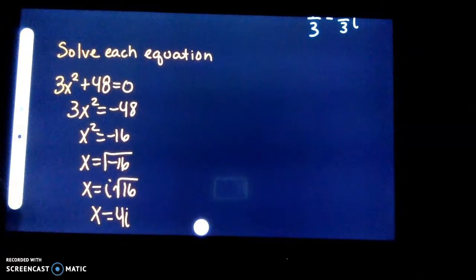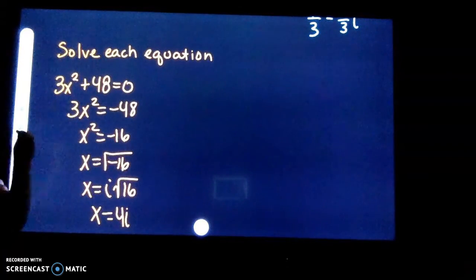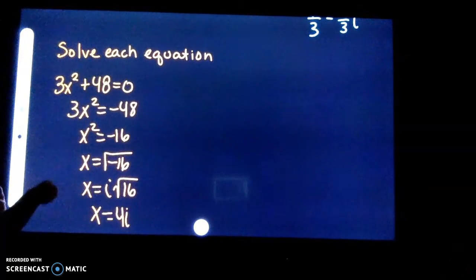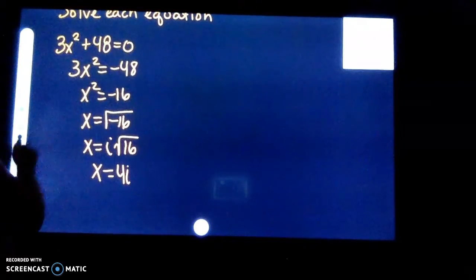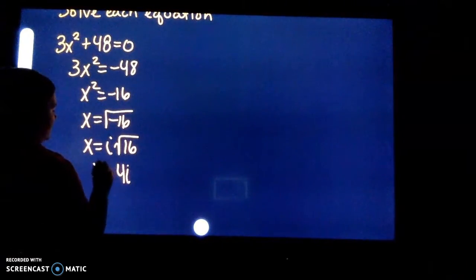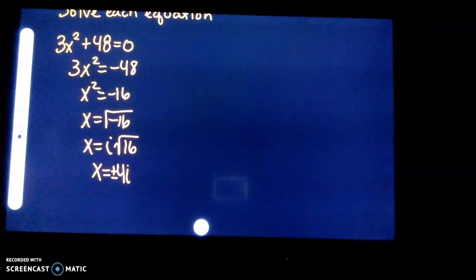But it's not just 4i when I'm talking about an equation, is it? Because it's not just positive 4 times positive 4 that gives us a positive 16. It could also be negative 4 times a negative 4, which gives us a positive 16. So when I'm talking about it in terms of an equation, I need to include both the positive and the negative versions of my square root.